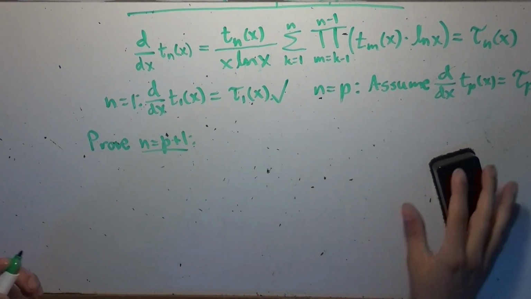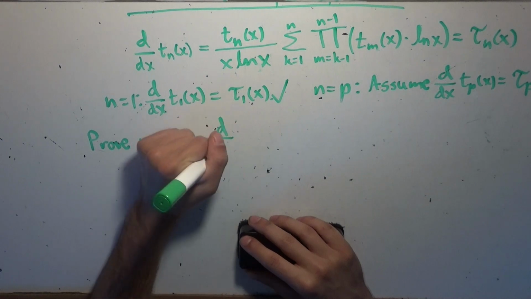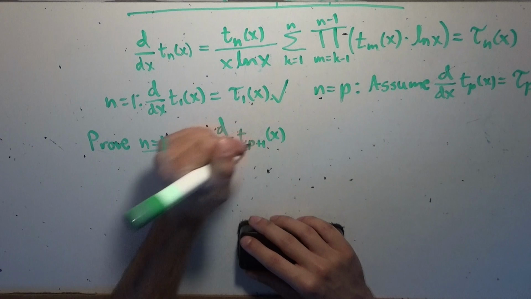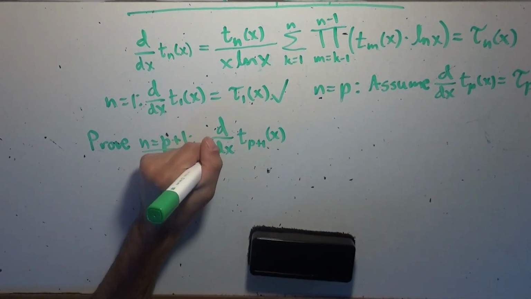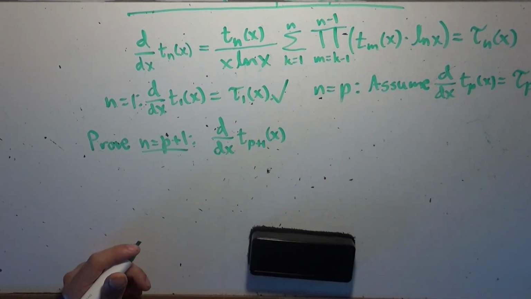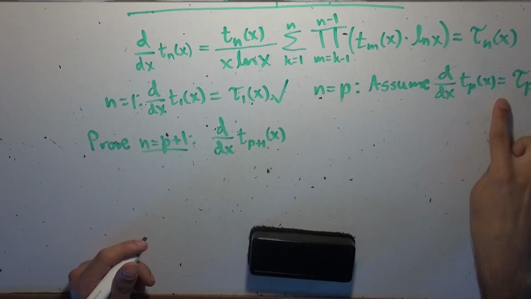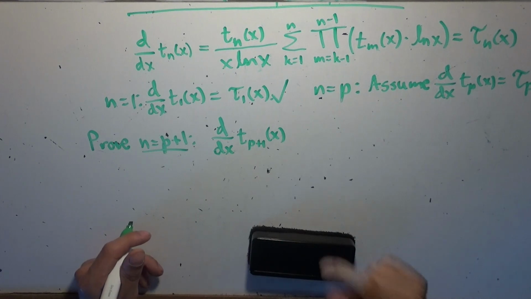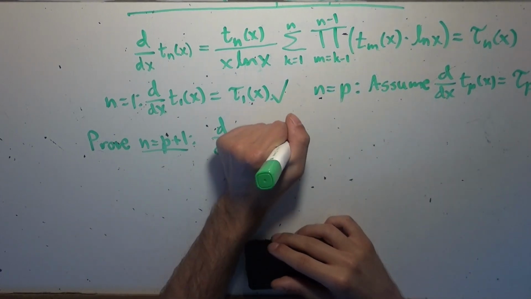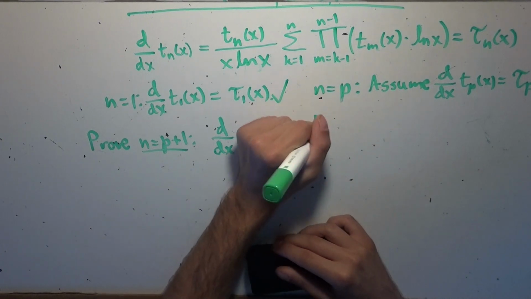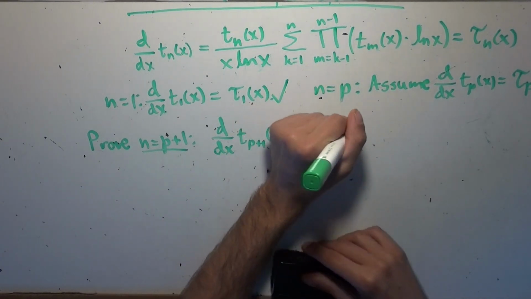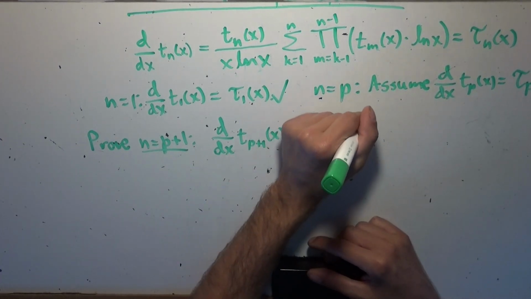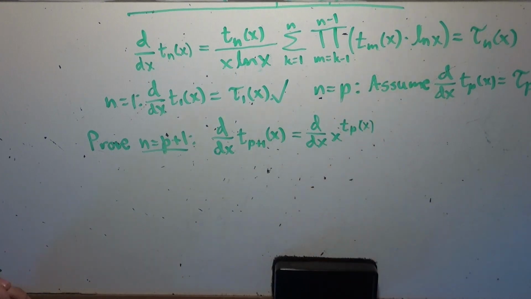Let's go. So we want to take the derivative of little t p plus 1 of x, right? And somehow in the proof of what this is, we want to use this fact that the derivative of the p tetration is in fact tau p of x. And so we need to somehow put this in terms of the previous tetration function, which is not too difficult. It's equal to x to the power of the previous one, right? So t p plus 1 of x is equal to x to the t p of x, just by the definition of tetration.